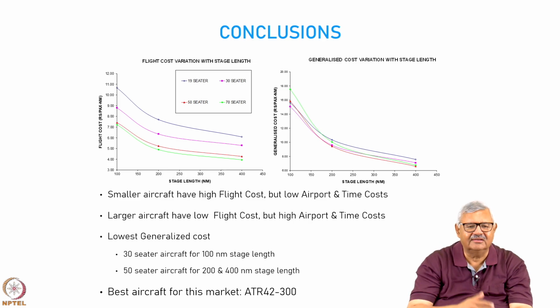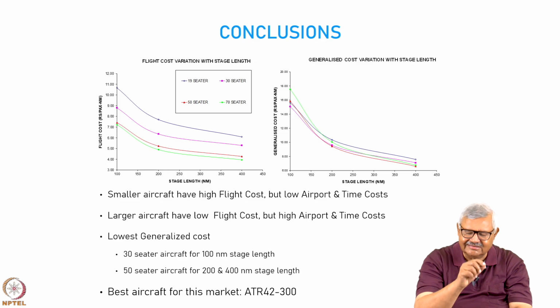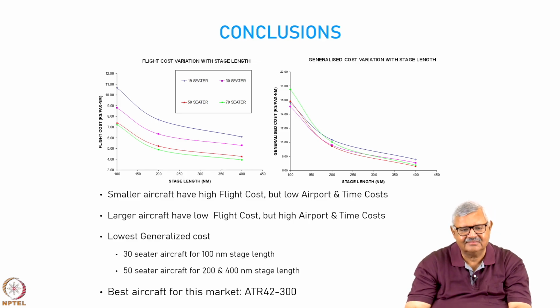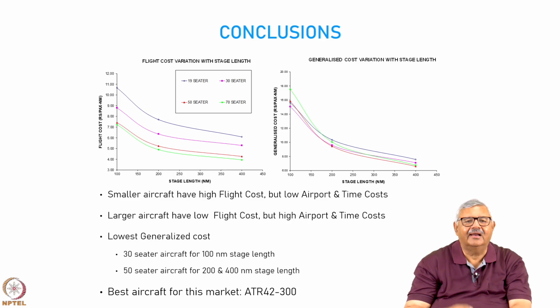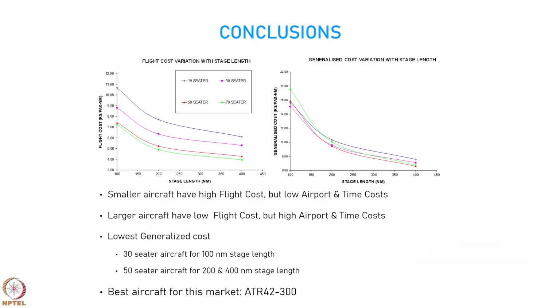So, what we find is smaller aircraft have high flight cost, which we know from the beginning, but they have low airport and time cost. Larger aircraft have low flight cost, which we know from the beginning, but they have high airport and time cost. So, the lowest generalized cost is for a 30-seater aircraft for small stages and 50-seater aircraft for 200 and 300 nautical miles, and among the 5 aircraft studied, the best aircraft for the market was ATR 42-300.